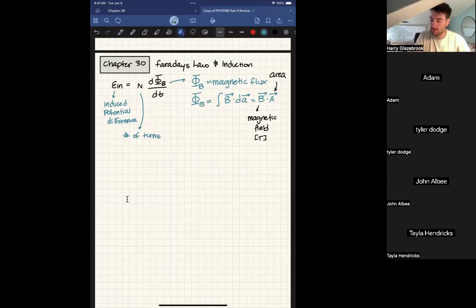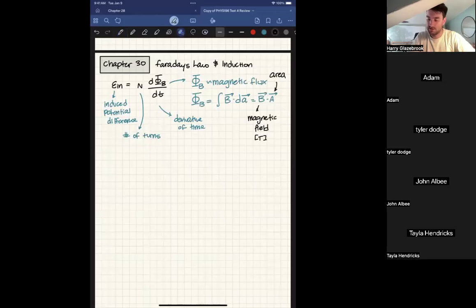And then this derivative with respect to time, it just means if your magnetic flux is changing with respect to time, then you're going to have an induced EMF. So this is just a derivative with respect to time. Cool.